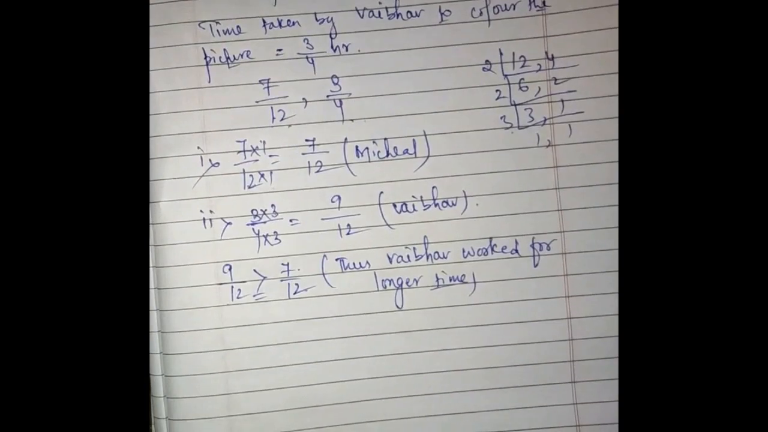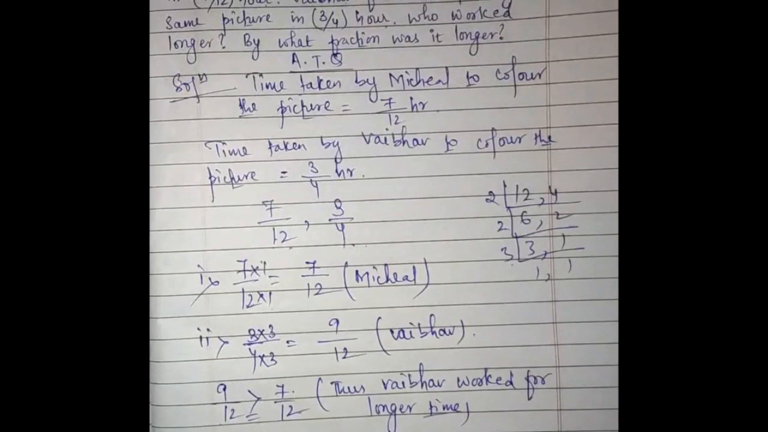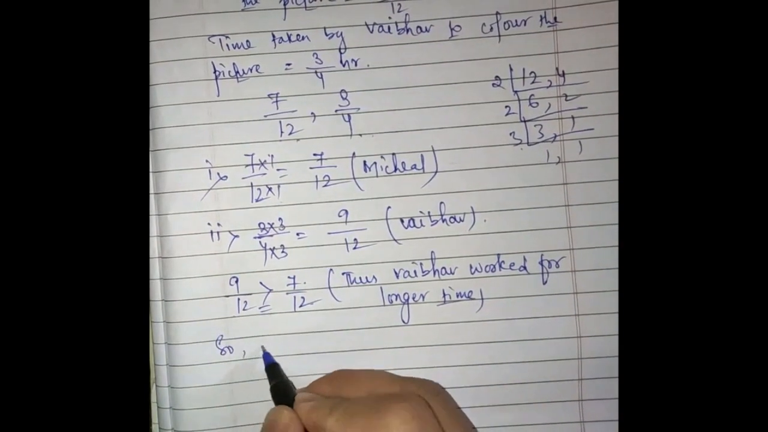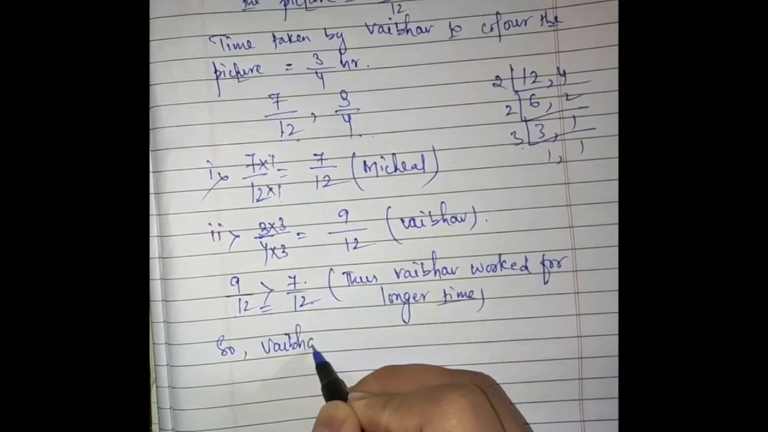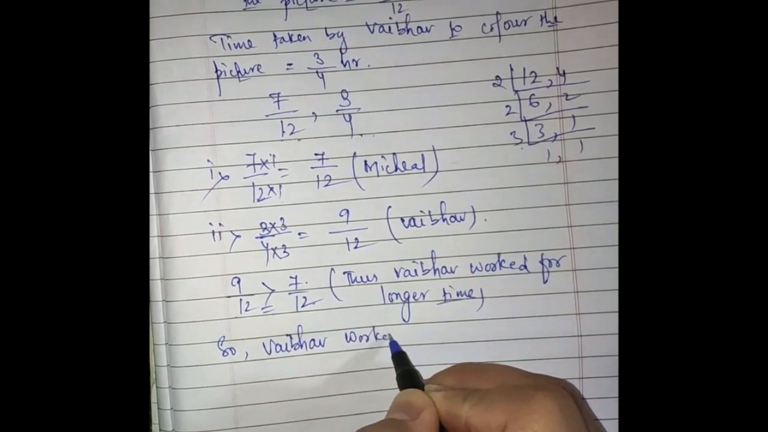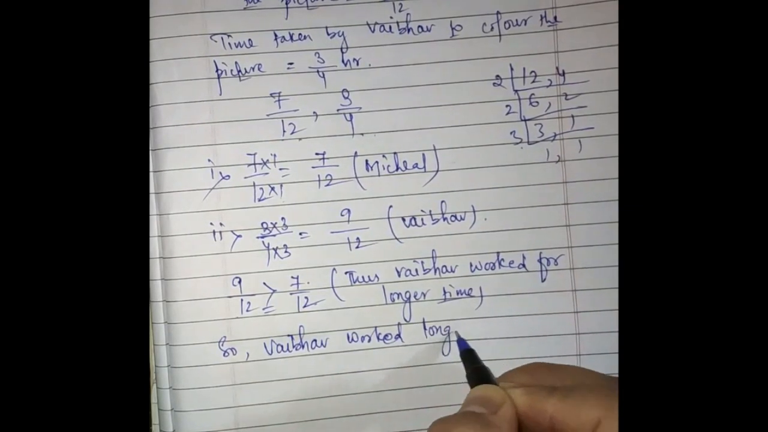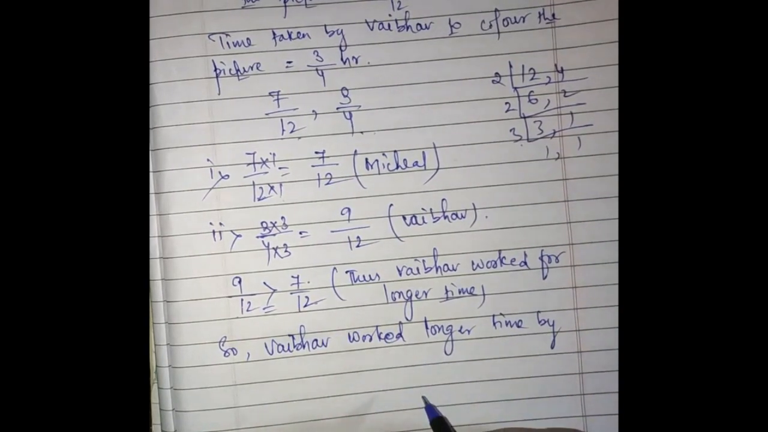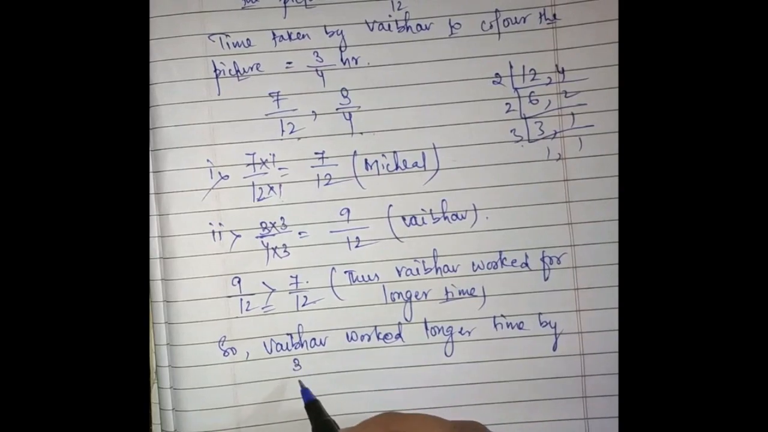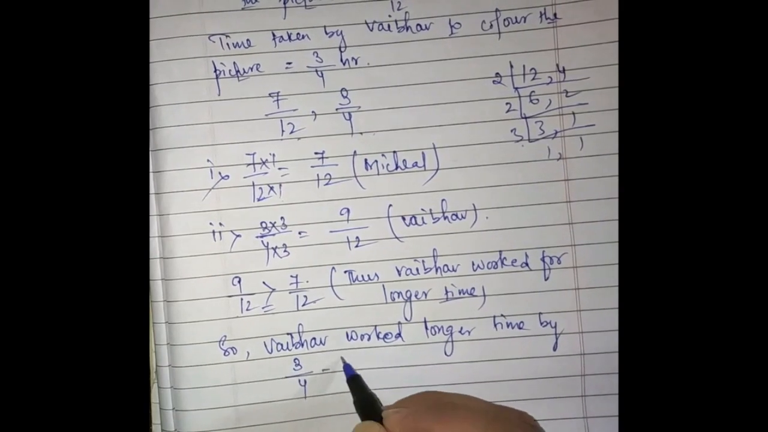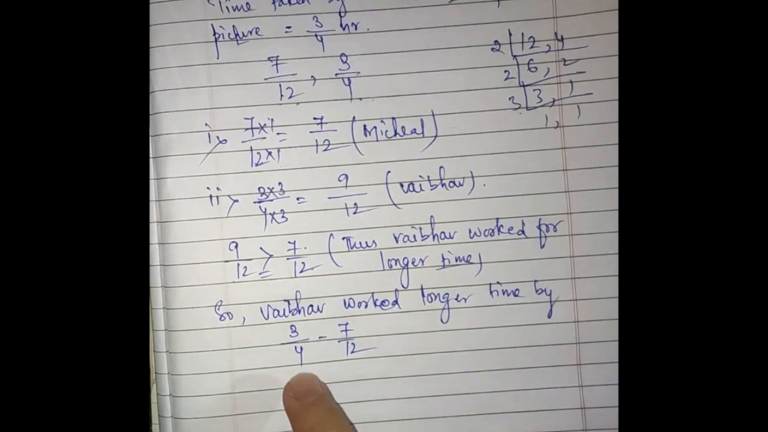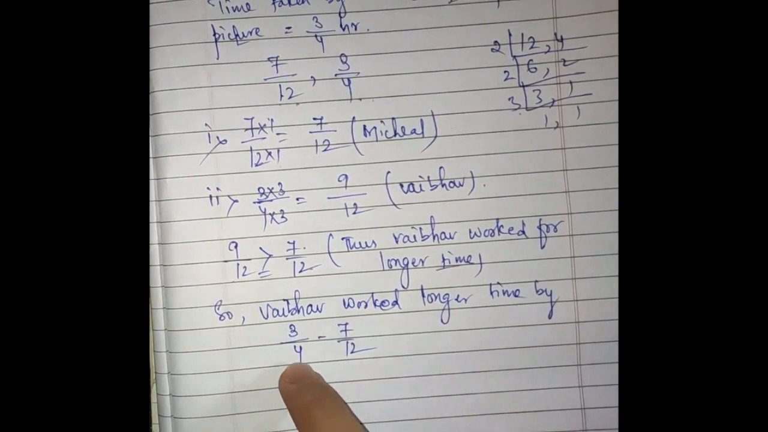So next, what we have to find? We have to find by what fraction was it longer. So we will write, Bhairav worked a longer time by what? We have to find the difference, right? That is 3 by 4 minus 7 by 12, isn't it? So this one is bigger, no? That's why I'm putting this number in front.